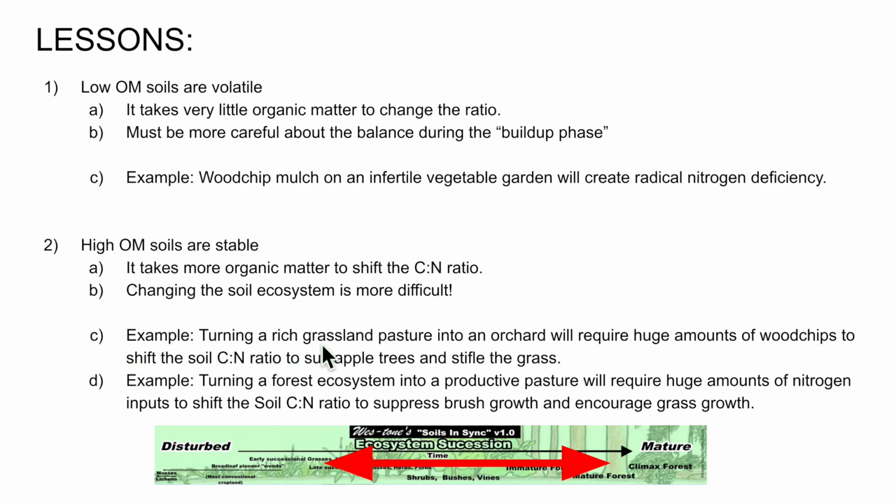Example, turning a rich grassland pasture into an orchard will require huge amounts of wood chips to shift the carbon to nitrogen ratio to suit the apple trees and stifle the grass. Turning a forest ecosystem into a productive pasture will require huge amounts of nitrogen to shift the soil carbon to nitrogen to suppress the brush growth and encourage the grass growth. This goes back to rule number 1, grow what already wants to grow.